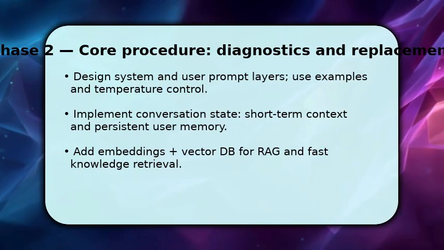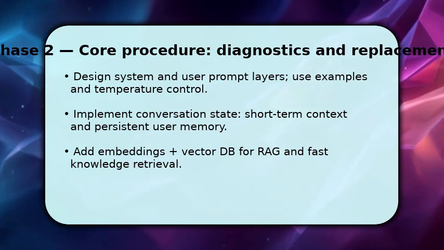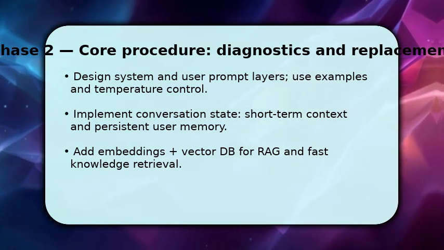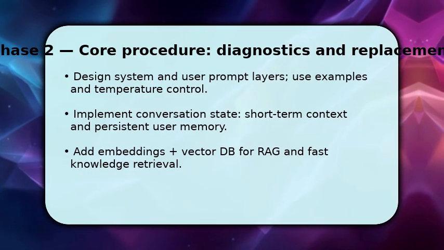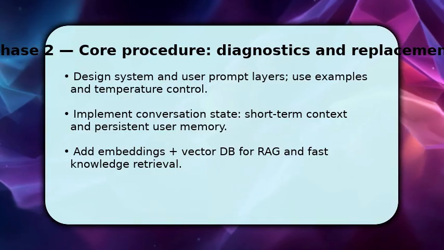Once you have a prototype, focus on prompt engineering and context management so responses stay relevant. Create a system message, few-shot examples, and tune temperature and max tokens. This shapes tone and accuracy.